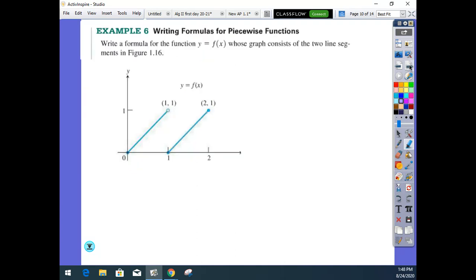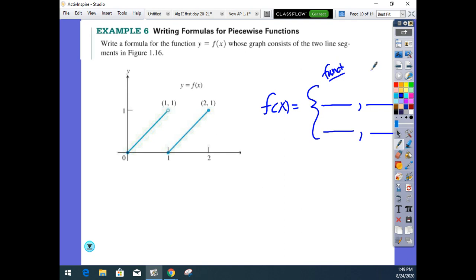So this is going backwards. They're giving you the graph, and they want you to come up with the equation. So first of all, I see 2 pieces. So I'm going to create 2 sections. This is the function, and this is the part of the x-axis I'm going to use.